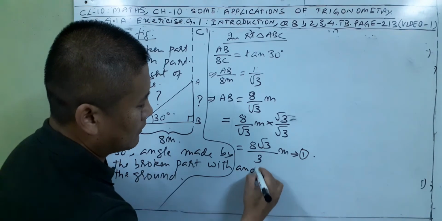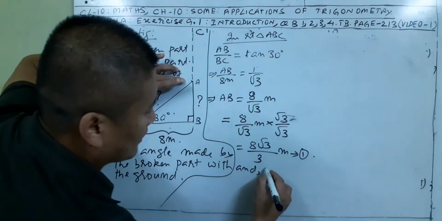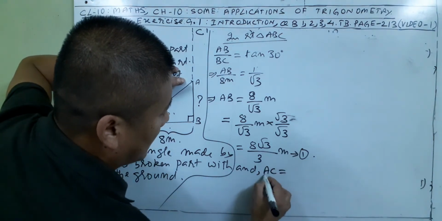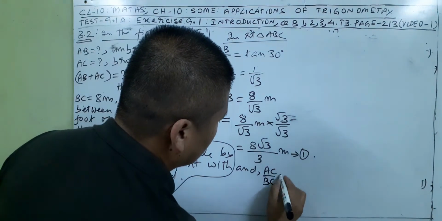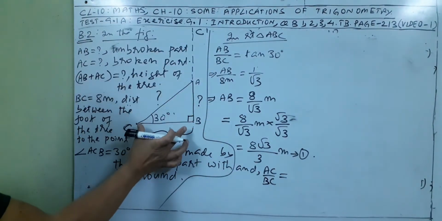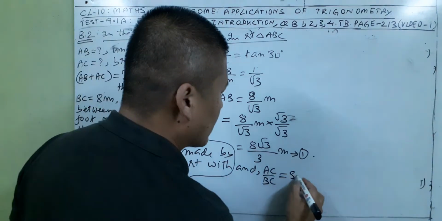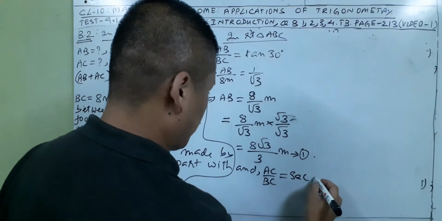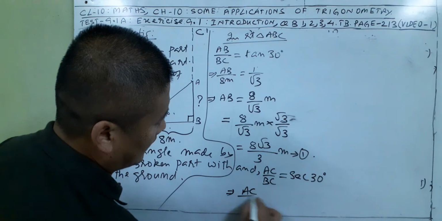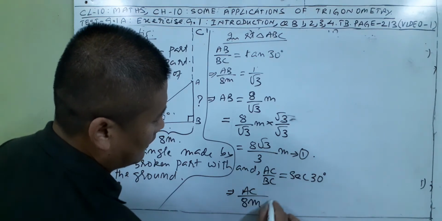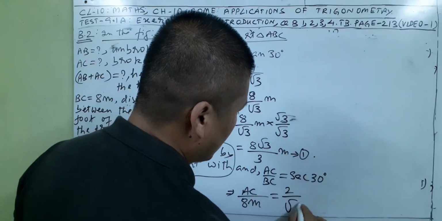Then in the same triangle, we found AB; now we want to find AC, the broken part. So AC by BC, the given one is BC. AC by BC is nothing but hypotenuse by base, or adjacent. So that is sec, right? Because that's the name of the ratio, sec, and the angle is 30 degrees. So as we proceed, we get AC by BC, 8 meter, is equal to sec 30, cos 30 is root 3 by 2, so the reciprocal is sec, 2 by root 3.